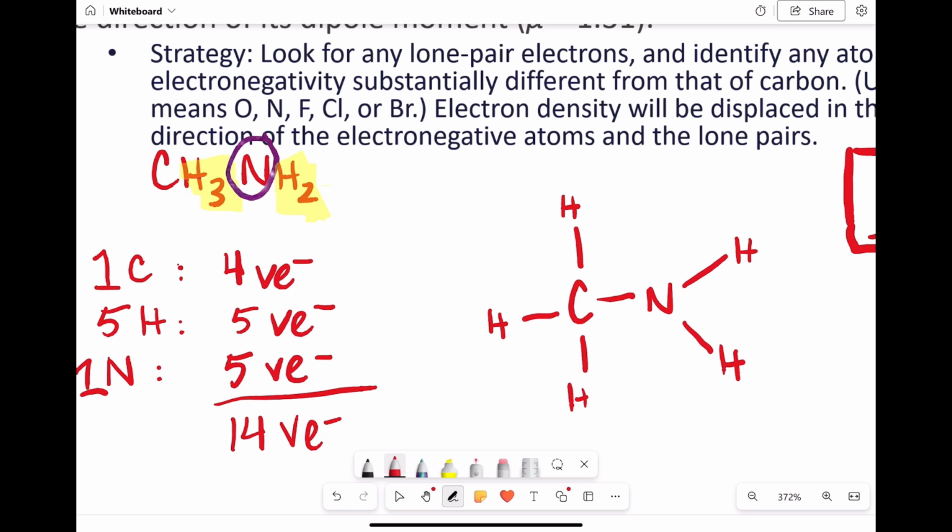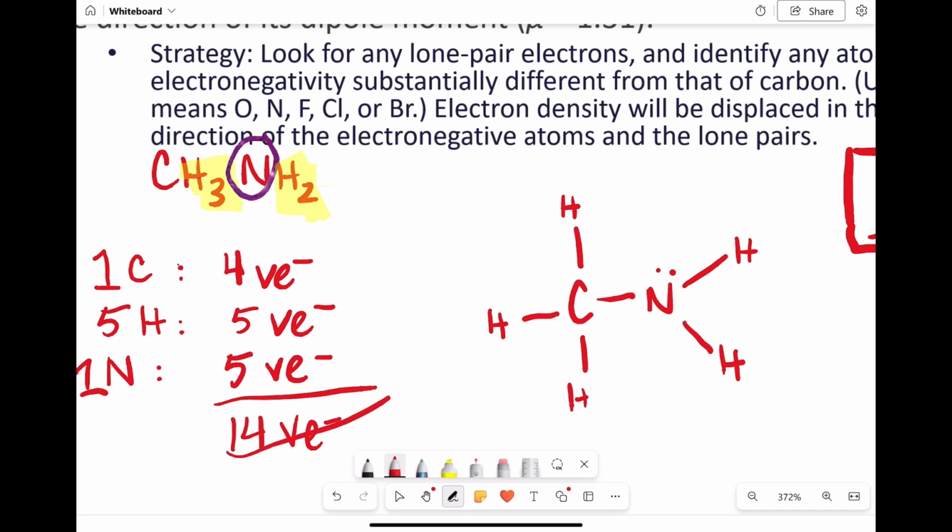Okay, so let's count up the valence electrons. We have 1, 2, 3, 4, 5, 6, 7, 8, 9, 10, 11, 12. So we have a total of 12. We are missing 2. Carbon's happy. All the hydrogens are happy. Carbon has its octet right here. All the hydrogens have their duet. So the only one missing its octet is nitrogen. So we actually have to put the remaining 2 valence electrons right there.